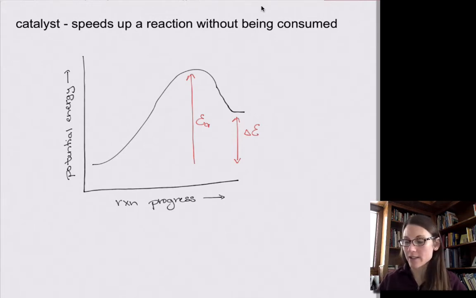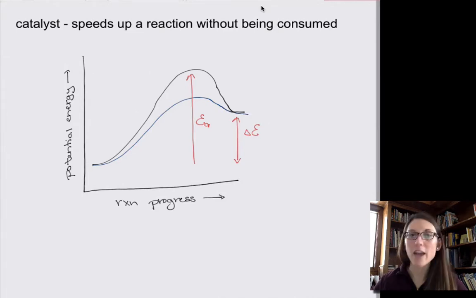So what a catalyst does is it provides a pathway that has a lower activation energy. And because this new catalyzed pathway has a lower activation energy, more collisions will have the necessary energy and be effective, thus the reaction rate will increase.